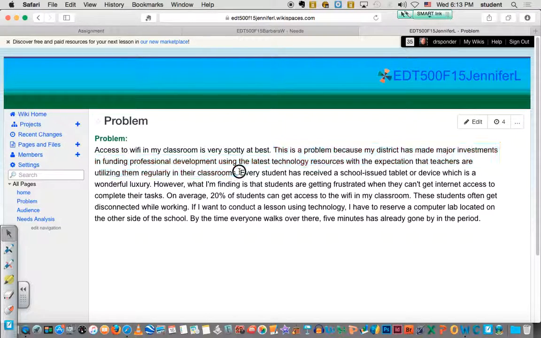So instead of this whole thing here, school issued tablets are not able to access Wi-Fi in the class 80% of the time. Does that make sense? So combine those three. Yeah, just make it so that, always make it as objective as possible. When I say objective, it's as you would read in a newspaper or as you would try and describe to a parent.